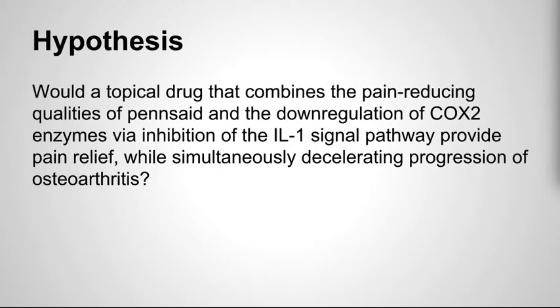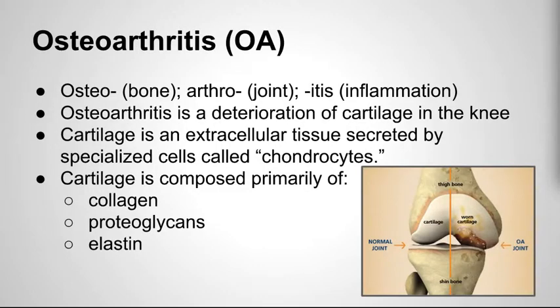So we're going to jump right in, give you a little bit of background, and then we're going to come back to my hypothesis to give you more details about it. And hopefully it'll make a little bit more sense at that time. So starting at a high level, we have osteoarthritis, osteo for bone, arthro for joint, and itis for inflammation. And it is a deterioration of cartilage in the knee.